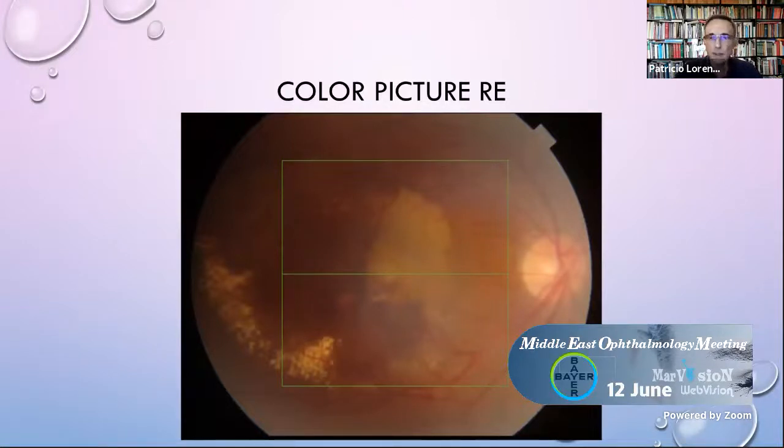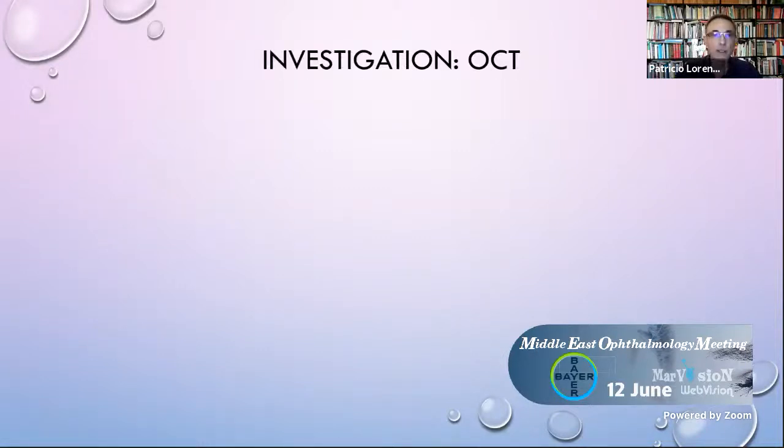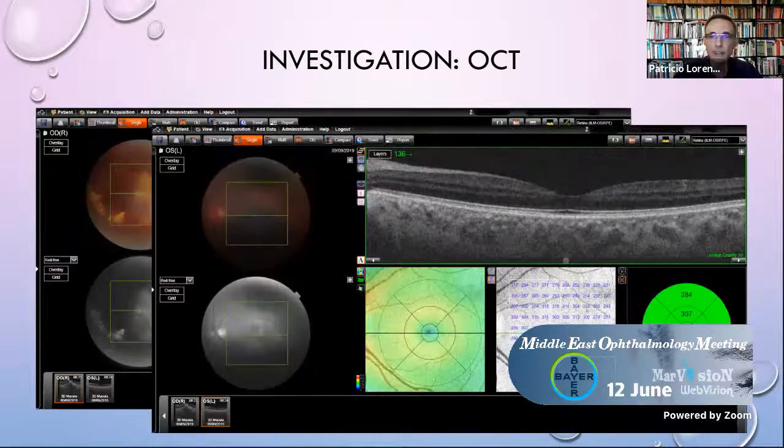So at this time, the differential diagnosis was maybe microaneurysms, maybe miliary aneurysms, choroidal neovascularization, BRVO, other forms of exudative retinopathy, eye trauma, etc. So we did an OCT, and for the right eye, we were able to see the hemorrhage. This thickness is more than it is shown here. I will show you later that this is something the Topcon machines are not reading properly. The left eye was completely normal.